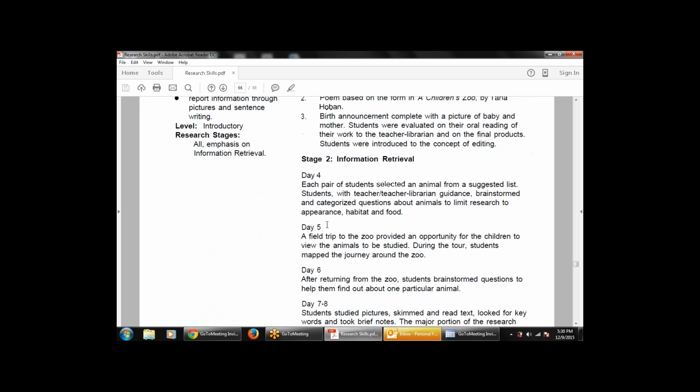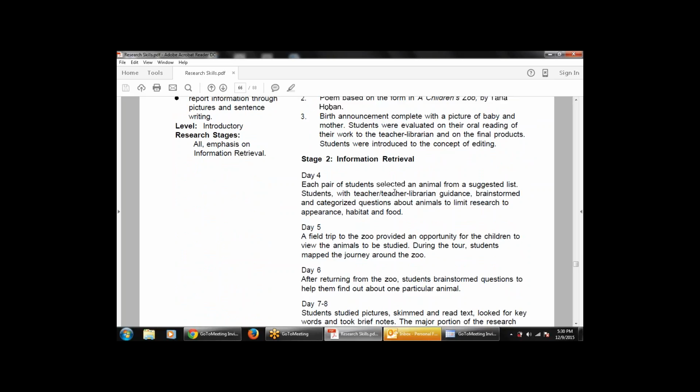Now the next stage, stage number 2, that is the information retrieval. For retrieving the information, it starts with day 4, that is each pair of students selected an animal from a suggested list. Students with teacher or the teacher librarian guidance brainstormed and categorized questions about the animal to limit the research to the appearance, habitat and the food. That is day number 4.